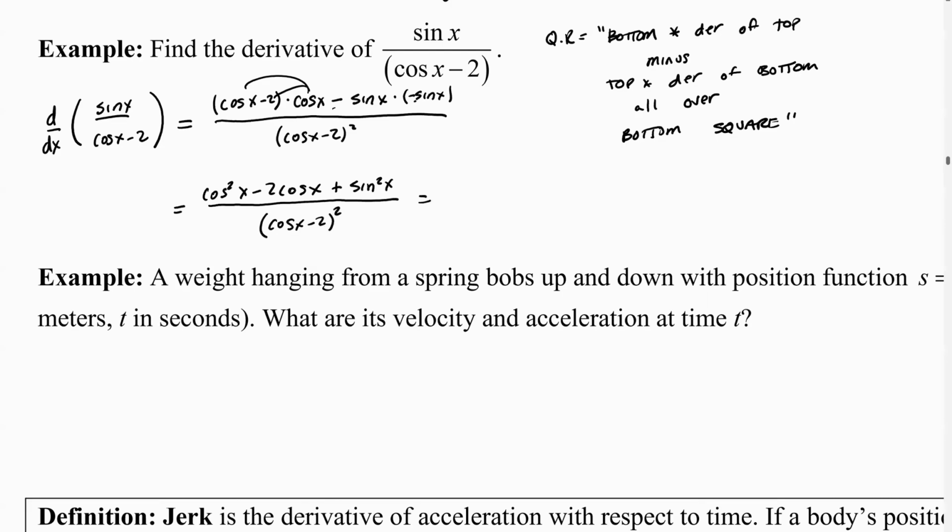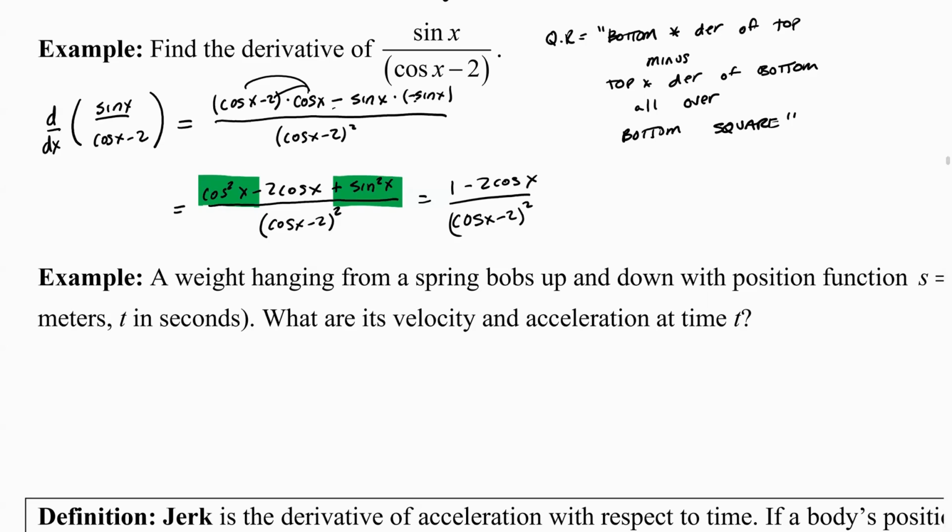Wait, cosine, I need to write a black line there. I'm going to use the highlighter. Cosine squared plus sine squared. That looks familiar. I think that is one of our favorite identities. And that's so 1 minus 2 cosine x over cosine x minus 2 squared. And that's probably where we would leave that off.